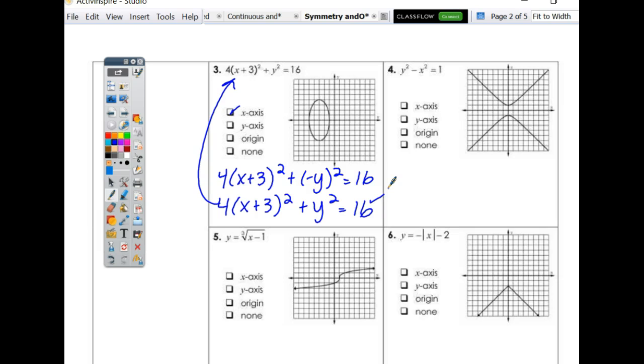I'm going to go down and do number 5 next. So the x-axis, if I fold this down, this would come down here. Would it touch over here? No, so it's not the x-axis. If I fold this over here, would it touch? So it's not the y-axis, right? So if I turn this upside down, is it the same? Is it? What happens to this part? It's not on the right side, is it? So it's none of them.